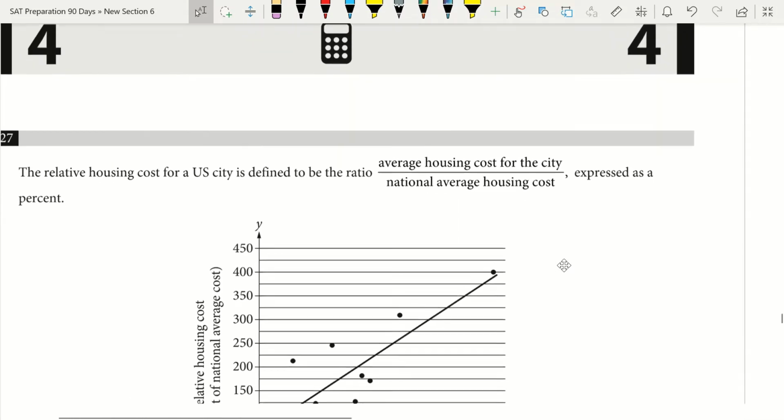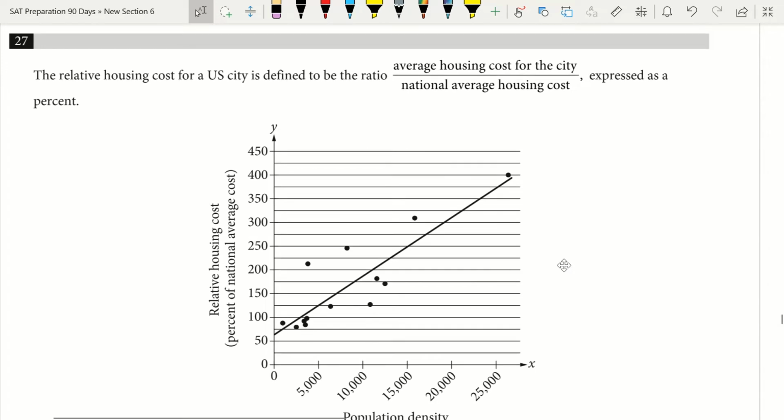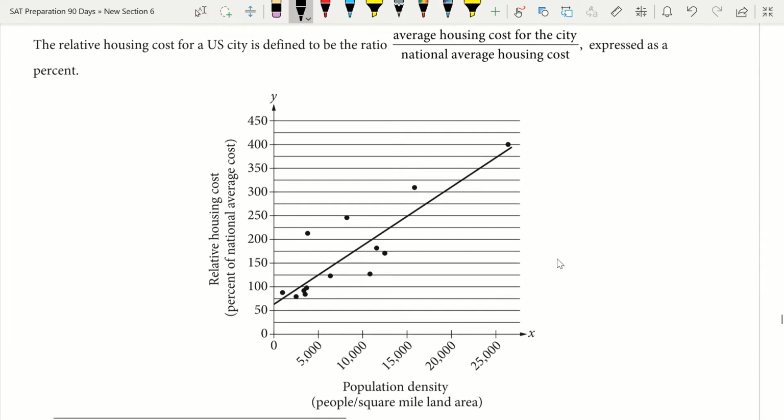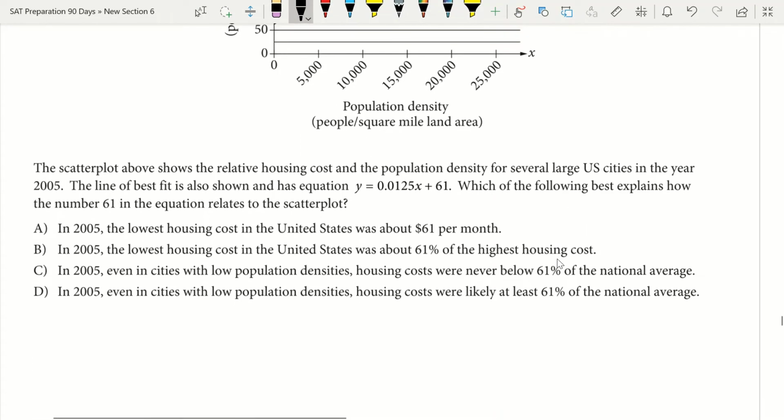Now we've got 27. The relative housing cost for a U.S. city is defined to be the ratio of the average housing cost for the city over the national housing cost, expressed as a percent. I've got the graph of it. The scatter plot shows relative housing cost. The line of best fit is also shown and has an equation, y equals 0.0125x plus 61. What best explains how the number 61 in the equation relates to the scatter plot?